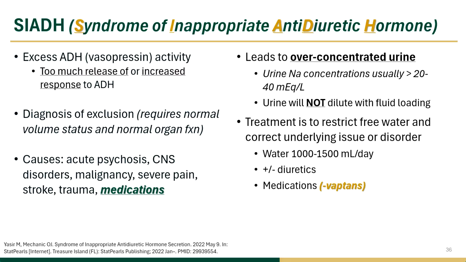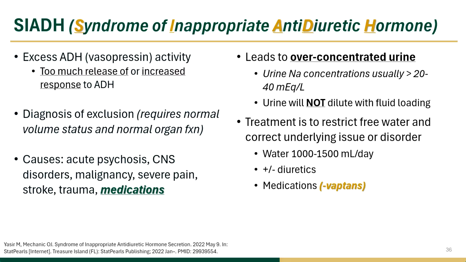Acute psychosis is interesting because it has to do with the nerve transmission and some of the issues with that. Malignancy, so typically metastases of like liver and pancreatic cancer can cause SIADH. Severe pain, interestingly enough, can do that. And again, that has to do with the nerve transmission conduction.